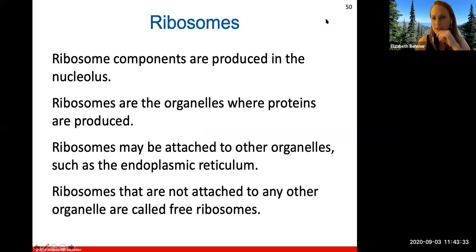Okay, so ribosomes. Like we said, their components are produced in the nucleolus of the nucleus. When I say ribosome, I want you to think protein. Ribosomes make proteins. They might be attached to other organelles like the endoplasmic reticulum that we'll see, or they might just be free floating through the cell. But ribosomes make proteins.